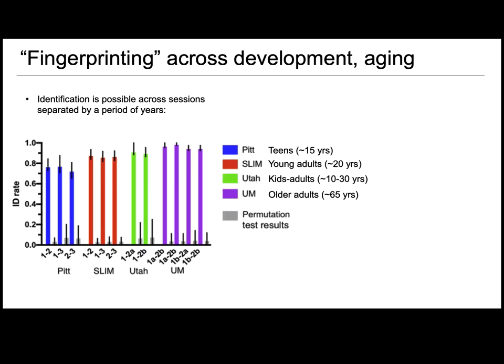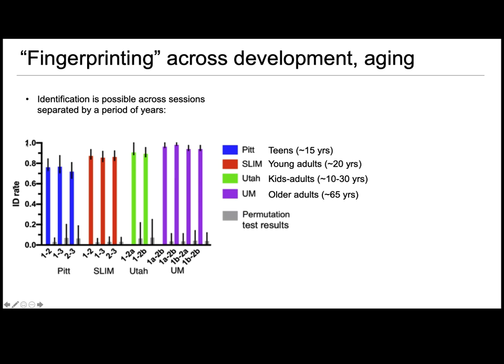And so there's been a little bit of work on this so far. There's one study that came out suggesting that identification is possible across sessions separated by a period of years. They were using 4 different data sets, and interestingly, they all had different aged populations, from teens up to older adults, and they were scanned at least twice, sometimes 3 times in the case of many of these data sets.